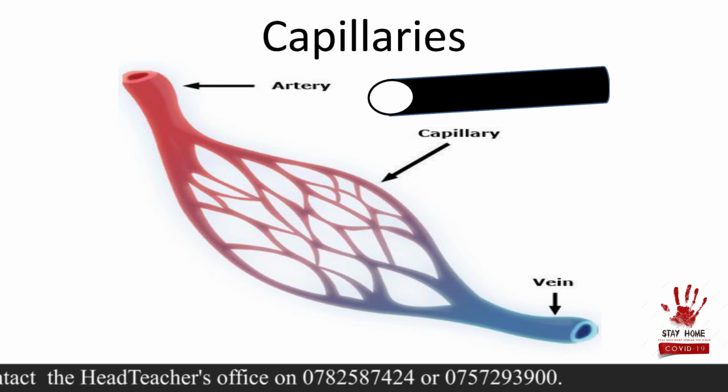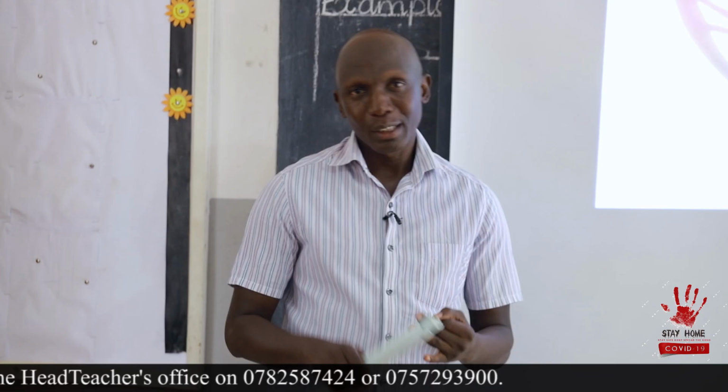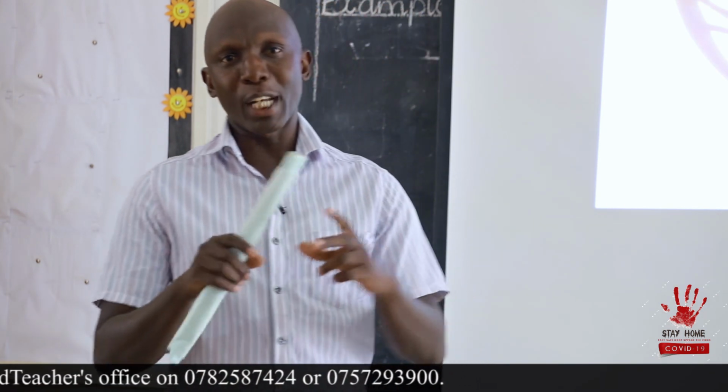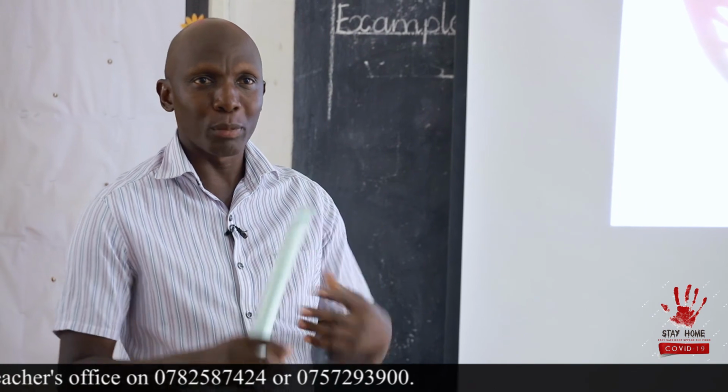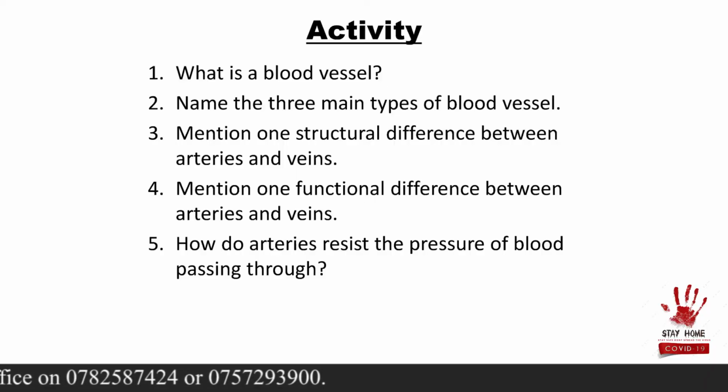So remember I told you, we have the three types of blood vessels. There are the arteries, the veins, and the capillaries. And we said the blood vessel is a passage, it's a tube that allows blood to flow through. So I'm going to leave you some little work, which you'll be doing for me.